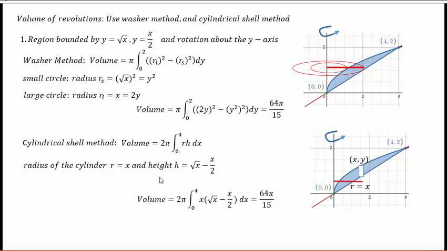And now you are ready to write the volume equation. 2 pi, limit is 0 to 4. The cylinder is moving on the x-axis, so you can see that the limit goes from 0 to 4. Then we write r, which is x, and h is this one, so we plug it in and simplify. As you see here, we are using two different methods, but it's the same problem. The answers should match, and that exactly happened.